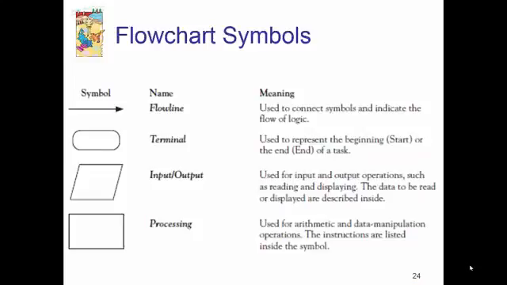We have our quadrilateral, which is an input and output used for operations, such as reading and displaying, but that basically means we need something either coming in or going out. And then we have our rectangles, which is processing, used for arithmetic and data manipulation operations. So these instructions are listed inside the symbol.